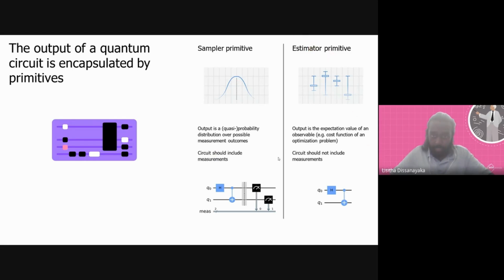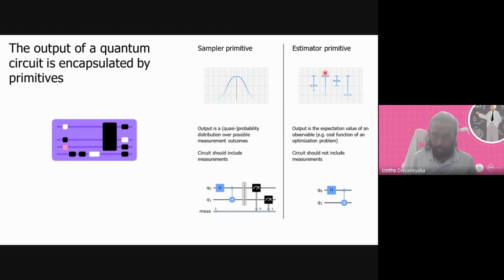The estimator primitive is different. It gives an expectation value of an observable, for example, the expected cost function value in optimization problems. Instead of a full probability distribution, you get a single value with error bars: the average outcome to expect if you measure a particular quantum observable.